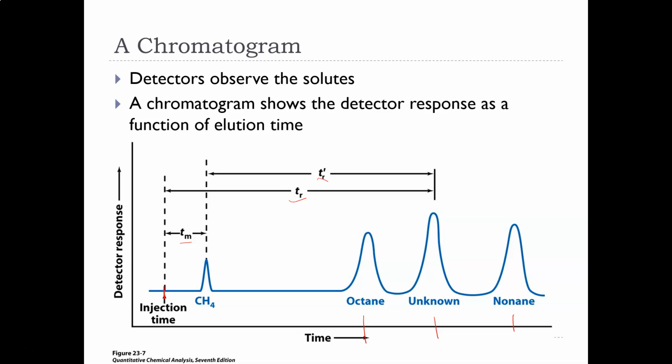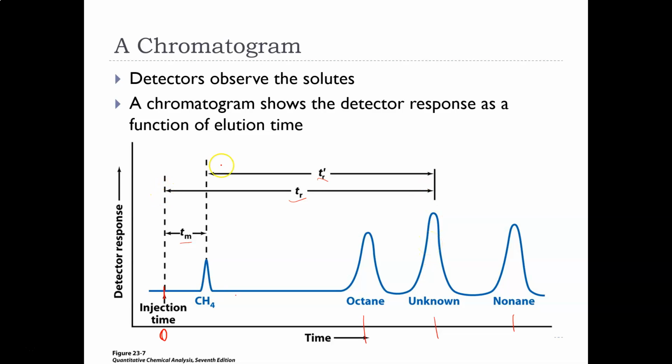So TM, this would be time 0, like when the sample was introduced. TM is how many minutes or seconds it took for the sample to go from the top of the column, which is where the stationary phase is, to the bottom of the column, to the detector. That's right there. So CH4 was our mobile phase in this example. And then looking at the unknown specifically, the retention time, the TR, is from time 0 to when the peak happened. How long it took from when I put the sample in the instrument until it came out the bottom.